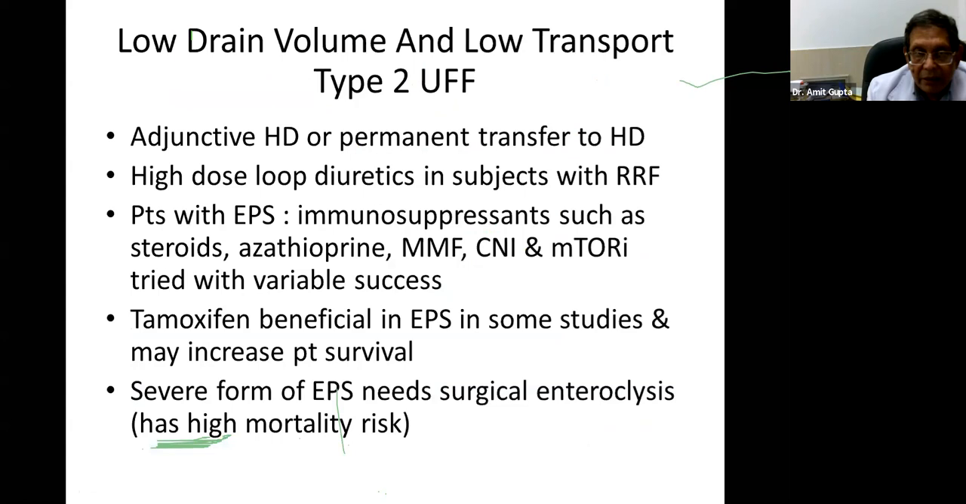So what could be the treatment? You can either have adjunctive hemodialysis or a permanent transfer to hemodialysis. You can try high-dose loop diuretics in patients who have residual renal function. Patients who develop EPS, some people have suggested trying immunosuppressants, such as steroids, azathioprine, mycophenolate mofetil, or CNIs. Tamoxifen has been found to be beneficial in some studies. And in severe forms of EPS, people have tried surgical enterolysis, but this is associated with high mortality risk.